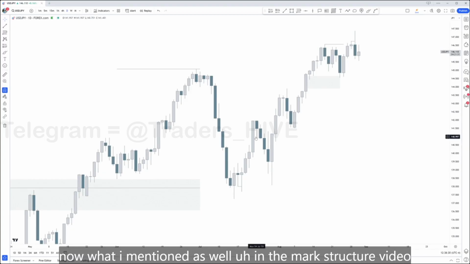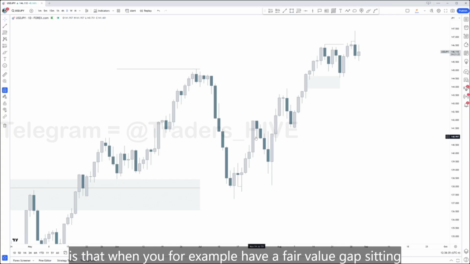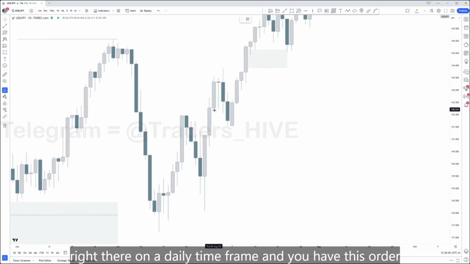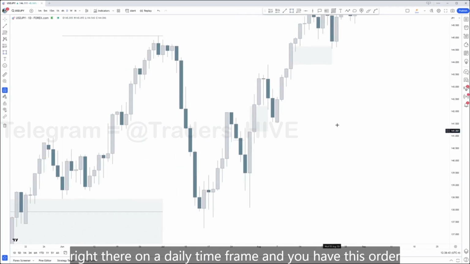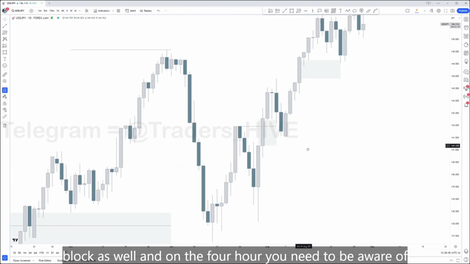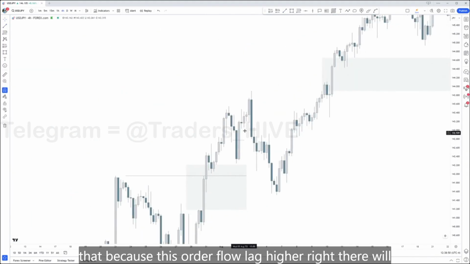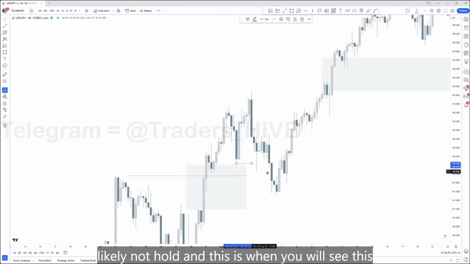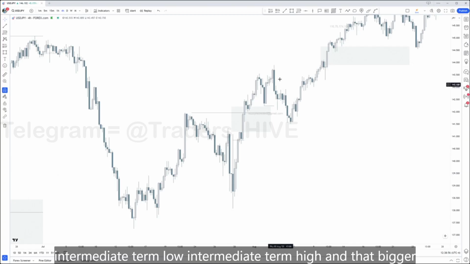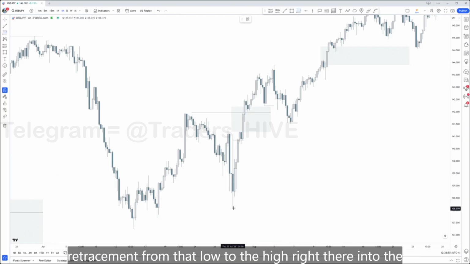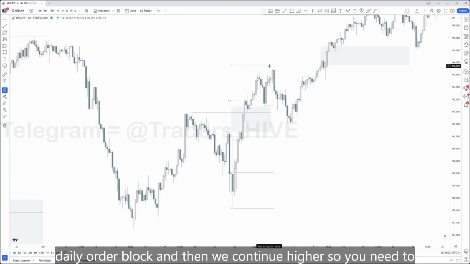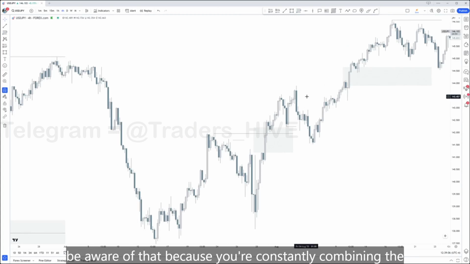Now, what I mentioned as well in the market structure video is that when you, for example, have a fair value gap sitting right there on a daily time frame, and you have this order block as well, then on the 4 hour, you need to be aware of that, because this order flow lag higher right there will likely not hold. And this is when you will see this intermediate term low, intermediate term high, and that bigger retracement from that low to the high right there into the daily order block, and then we continue higher. So you need to be aware of that, because you're constantly combining the time frames.